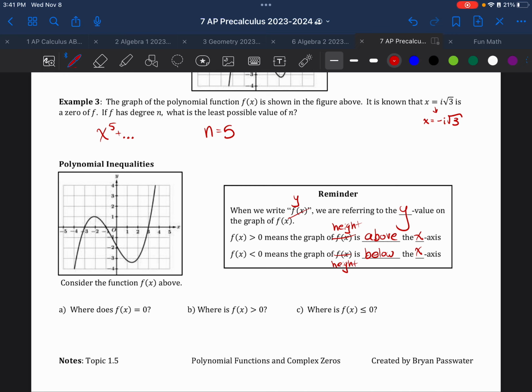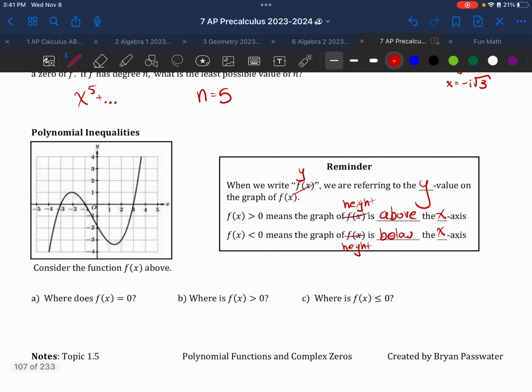All right, so consider that function. There it is. Where does f of x equal 0? I'm going to switch this one, and instead of saying f of x, I'm going to say height. Where does the height equal 0? Well, that's where we touch the x-axis, in this case where we cross through it. We touch the x-axis here, here, and here. Those happen at x values -3, -1, and 3. Okay, where am I having a height?